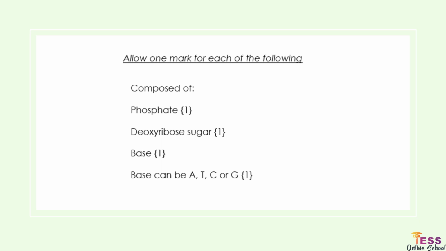Award yourself 1 mark for each of the following: 1 mark for phosphate, 1 mark for mentioning the deoxyribose sugar, 1 mark for the mention of bases, and the last mark is for mentioning the 4 different bases that it could be, i.e., adenine, thymine, cytosine, and guanine.